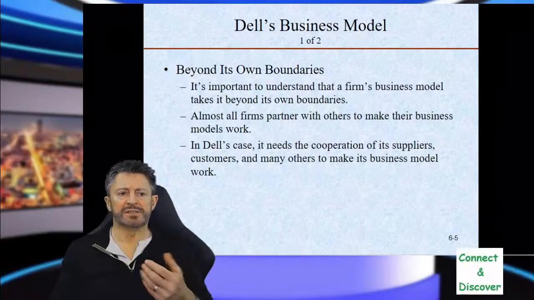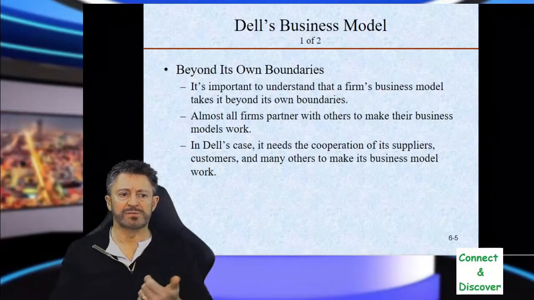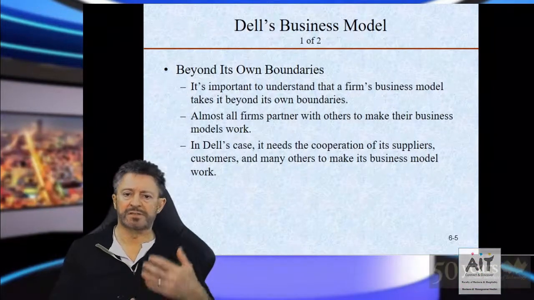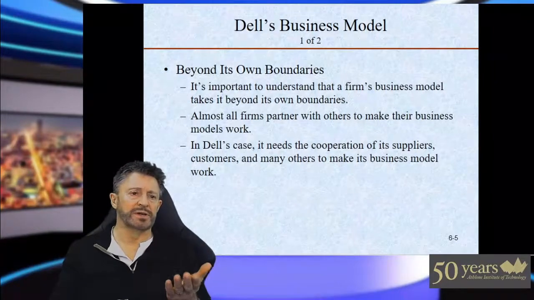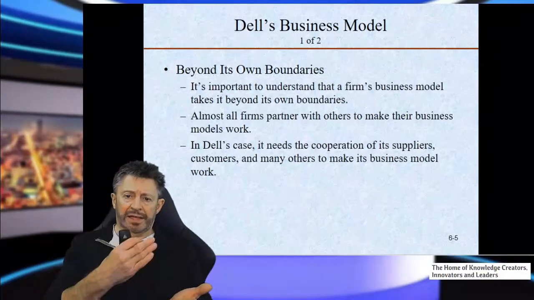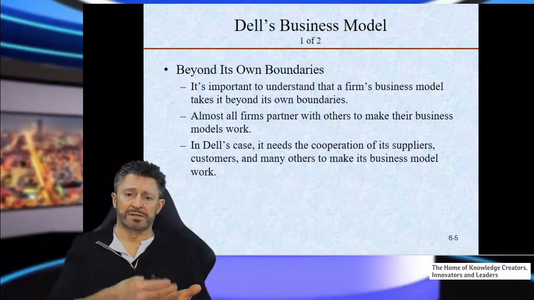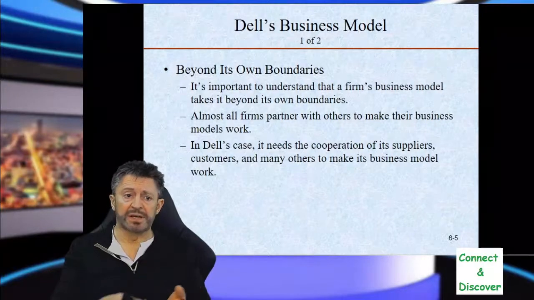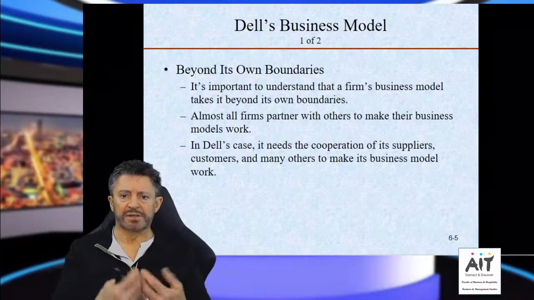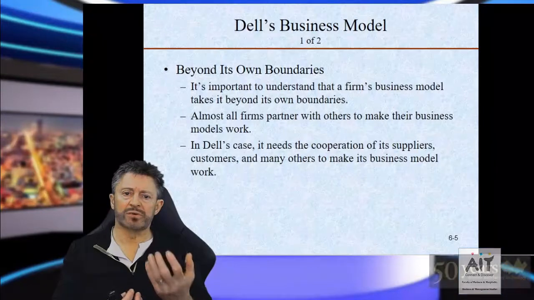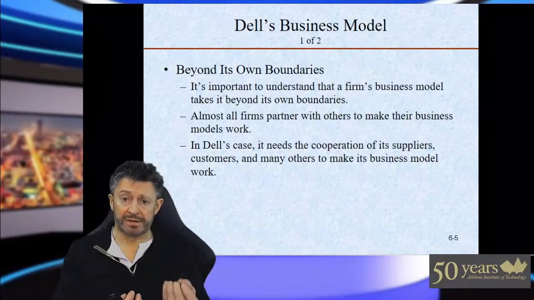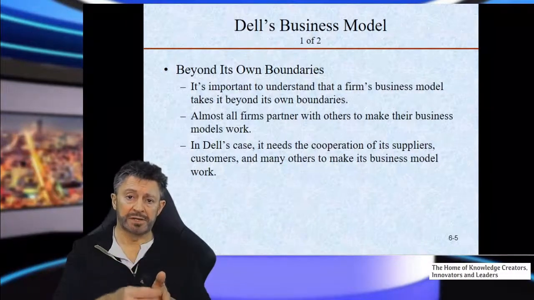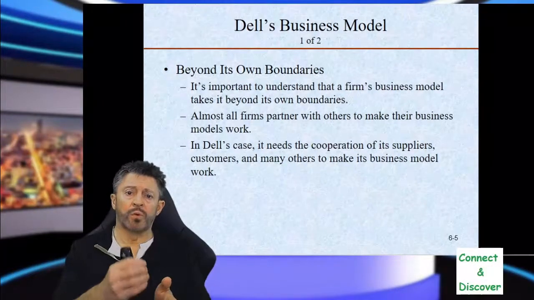So in Dell's case, it needs the cooperation of its suppliers, customers, and many others to make its business model work. Okay, so in the case of Dell, if they say you're going to get your computer within 10 working days, that's done on the basis of how well they've structured their supplier relationships, the agreements they have in place, the contracts they've signed, and of course the ability of their suppliers to deliver the quantities of various components to Dell when they need them.